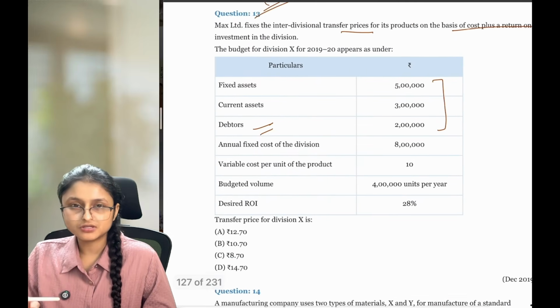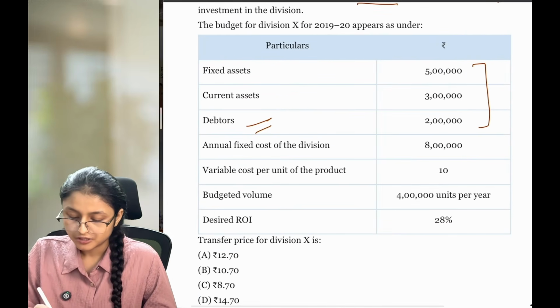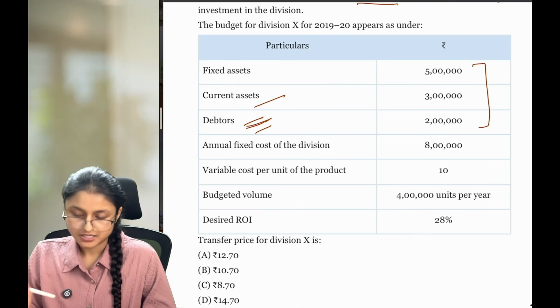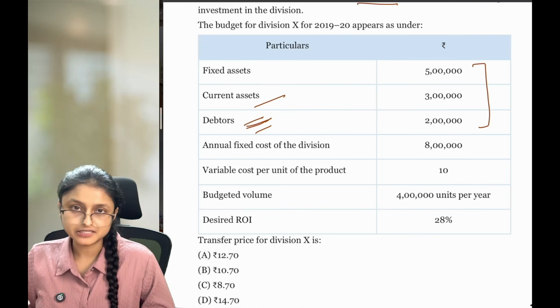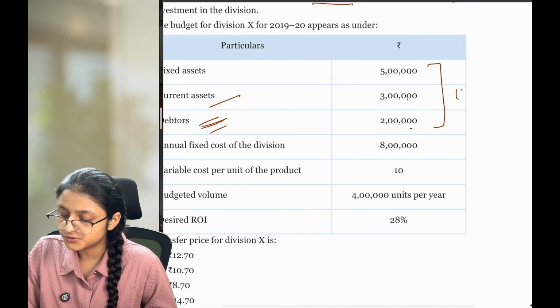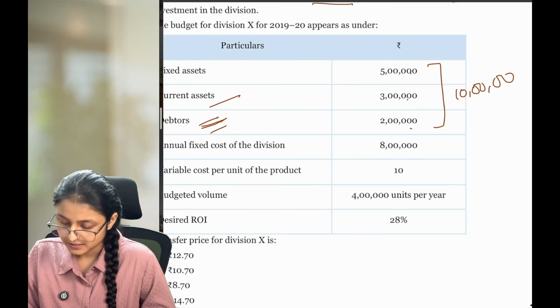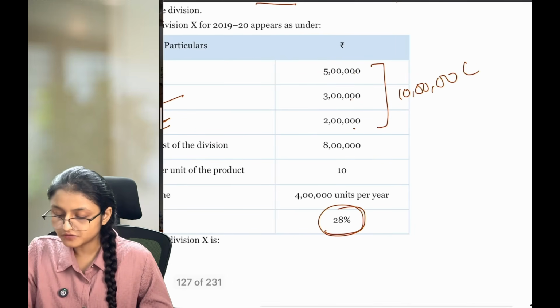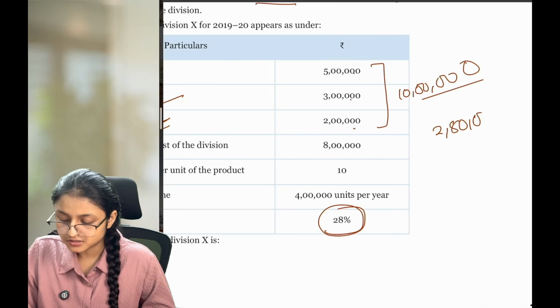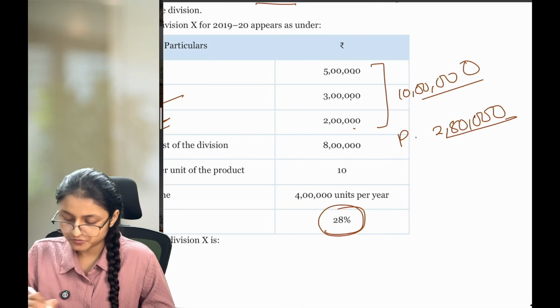So what our institute assumes is if they are providing debtors separately, that means that is not included in current assets. Okay? You have to include that separately here, assuming that is not included in current assets. So 5 plus 3 plus 2, that is equal to total 10 lakh is the assets which we have. And we want a return of 28% of the 10 lakh, which is your investment. So 2,80,000 is the return which we want to earn. This is the profit which you want to earn.